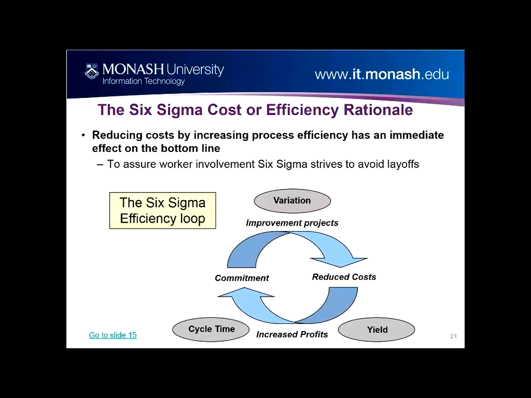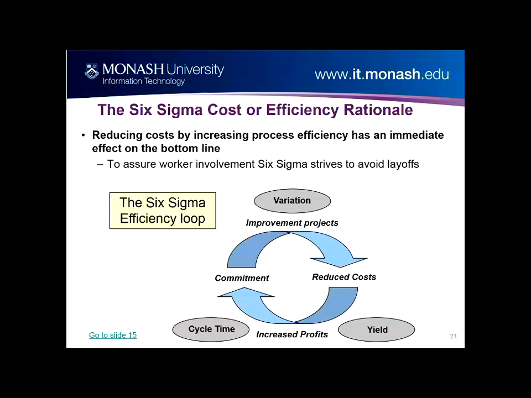So you see, with 6 sigma, we always talk about efficiency. 6 sigma cost is basically efficiency rationale. So the 6 sigma efficiency loop is here. First, improve the process, reduce variations and reduce costs, and increase profit. To do that, you have to have a certain commitment to reduce cost. And from the cost reduction, you want to increase the profit. So you have to produce a good yield, and you have to reduce cycle time.